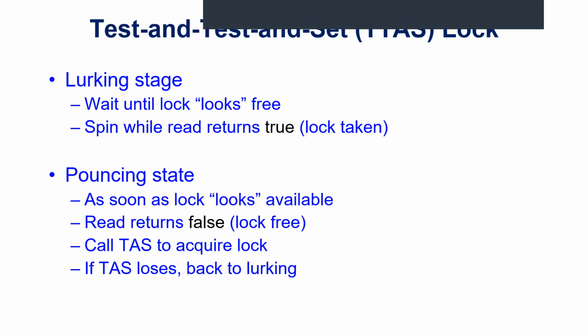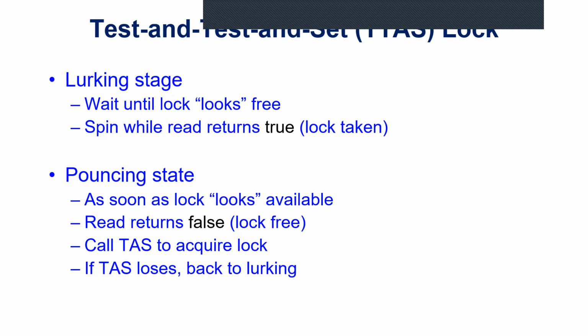The thread then proceeds to call the test and set TAS operation to attempt to acquire the lock atomically. Call TAS to acquire the lock. If the TAS operation is successful, that is, if it returns true, the thread has successfully acquired the lock and can proceed to the critical section. If the TAS operation is not successful, it will return false, indicating that another thread acquired the lock just before. The current thread transitions back to the lurking stage to wait for another opportunity.